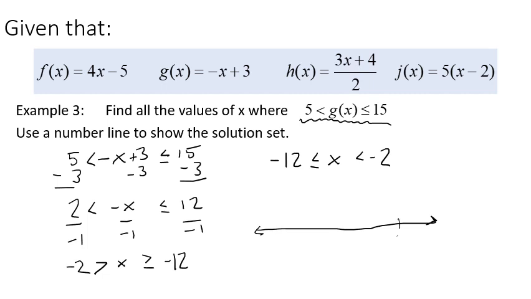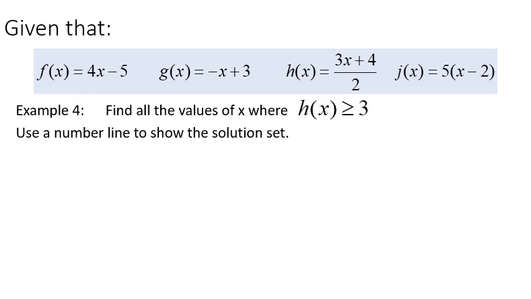Put 0 here. I'm going to go by 2's. Negative 12. There's negative 2. So it can be equal to 12, but cannot be equal to 2. And I shade.